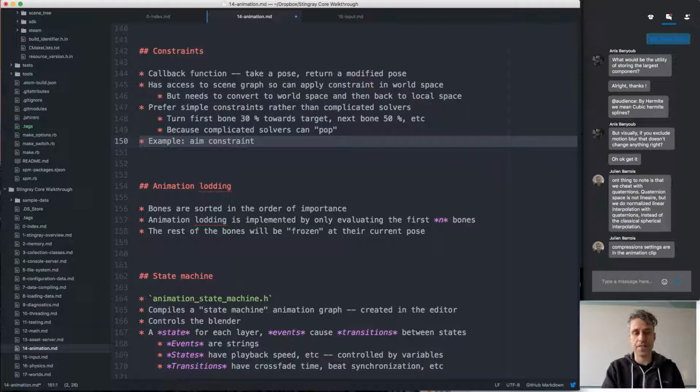An example of a constraint we have in the engine is the aim constraint, used for redirecting an aim animation towards a particular target.